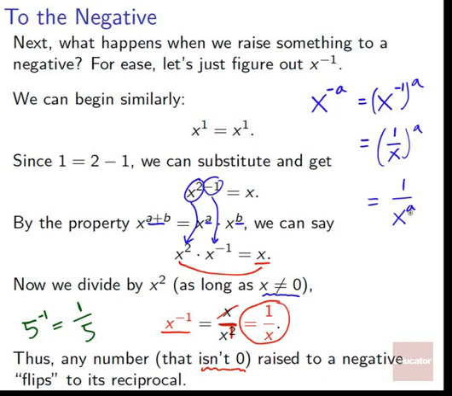So a negative in our exponent causes it to flip to its reciprocal format, but it will still keep whatever that original exponent number was as well. So the number will go with, but the negative is a flip. So negatives flip, but this number that we're exponentiating to will still stay with it.